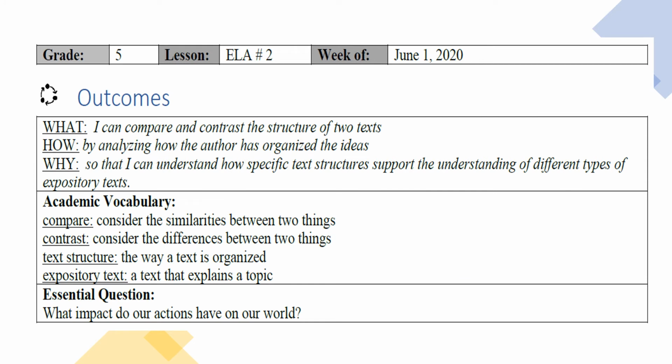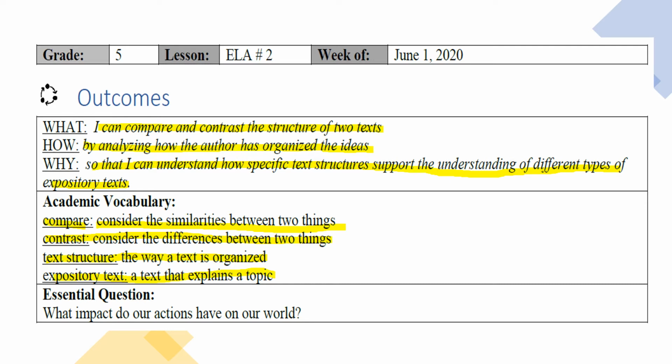Let's read our objective. I can compare and contrast the structure of two texts by analyzing how the author has organized the ideas so that I can understand how specific text structures support the understanding of different types of expository text. Our vocabulary. Compare means consider the similarities between the two things. Contrast, consider the differences between the two things. Text structure is the way a text is organized. An expository text is a text that explains a topic. That would be nonfiction texts.